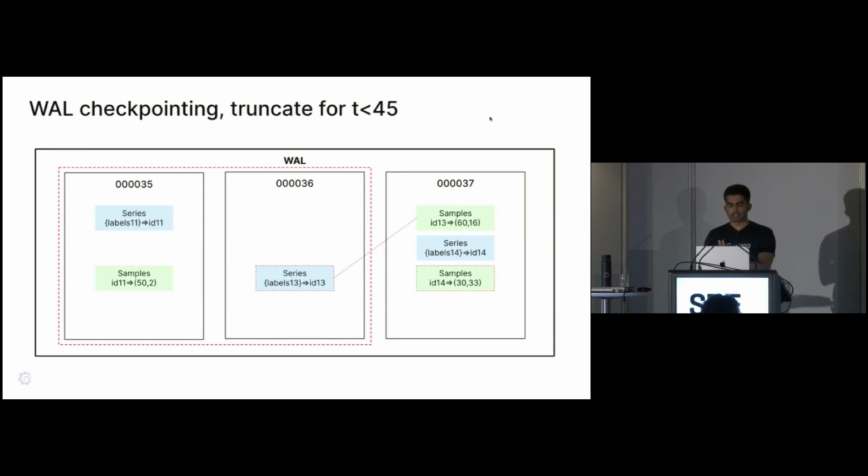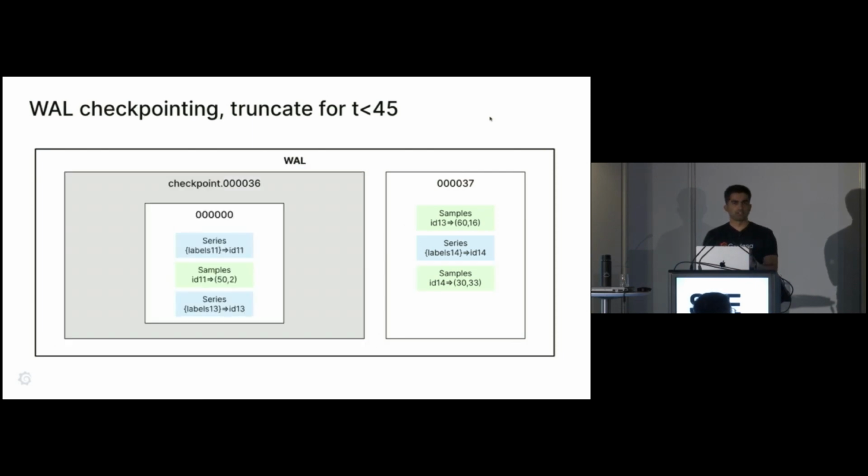And similarly, in file 37, there is a sample with timestamp 30, where the first number is timestamp, second is value, which is less than 45, but it's not part of the checkpointing. So we don't remove the samples from there, we don't touch those files at all. So now that these operations are done, we club those two files 35 and 36 into a checkpoint.